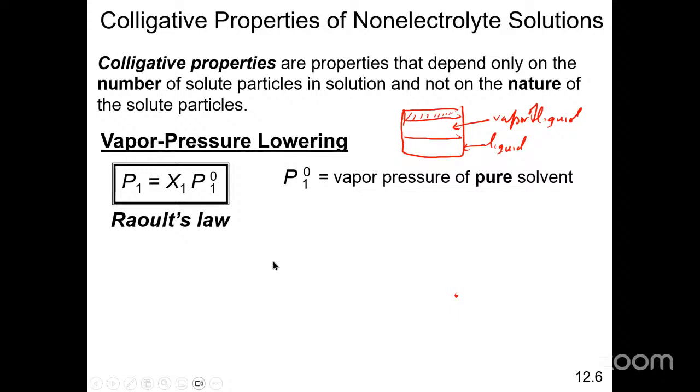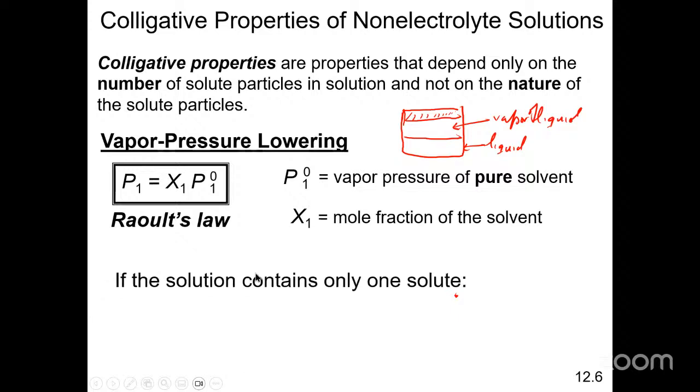And we can establish the relationship between the vapor pressure of the pure solvent and the vapor pressure of the solvent after the solution is made. That's the equation that describes it here. It's called Raoult's law. So let me just give you the different terms. P1° is the vapor pressure of the pure solvent. X1 is the mole fraction of the solvent.